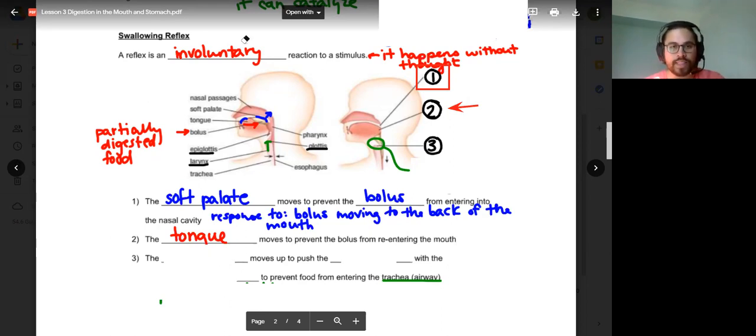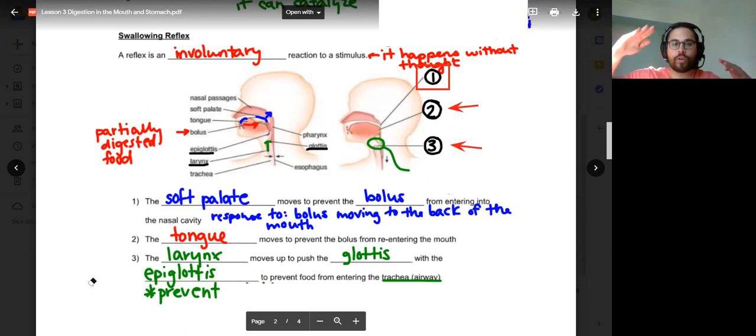That's step two. And then step three. Step three is also quite important, because if you've ever choked on food before, step three did not happen properly. The larynx moves up to push the glottis against the epiglottis. This creates a nice seal up against the trachea, and that's the airway. That's the part of your neck and your throat that's responsible for allowing air to go in there. And we don't want food to go in there. So the larynx presses up against the glottis and epiglottis, and it forms a sealed shut tube, basically a hatch above the airway, and it prevents food from going in there.